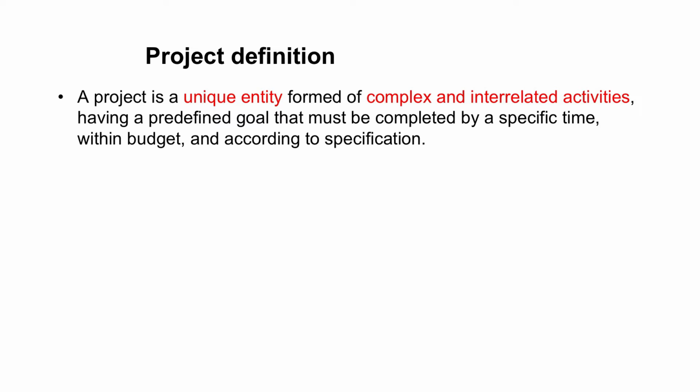But I still want to motivate you by saying that according to our project definition, the project is defined as a unique entity formed of complex and interrelated activities, having a predefined goal that must be completed in a specific time within budget and according to specification. So now in this session we are focusing on the project as an entity of complex and interrelated activities.